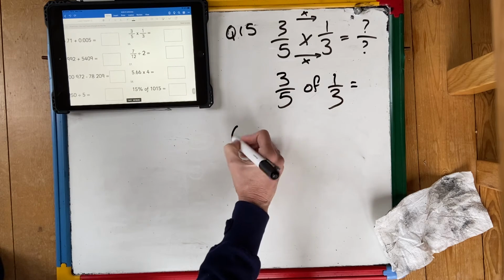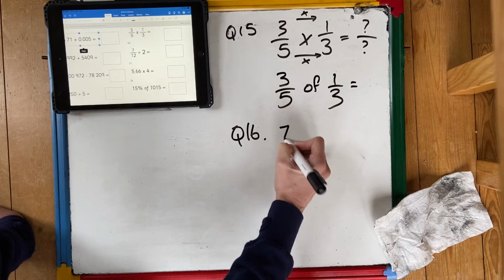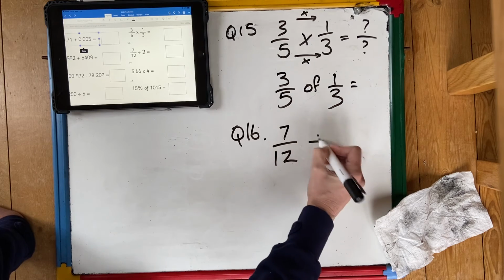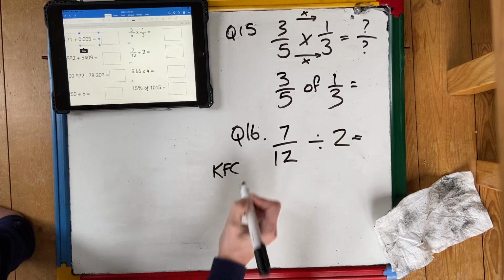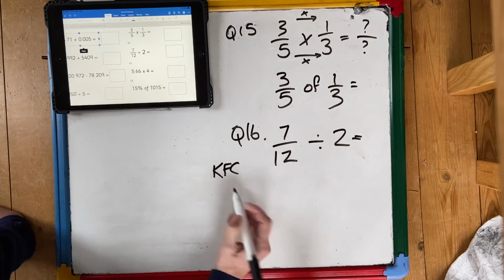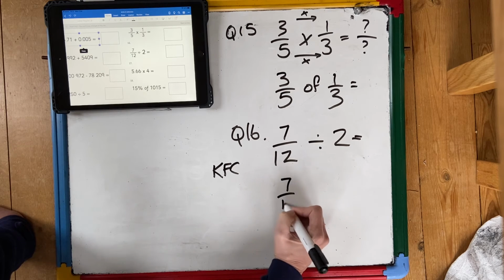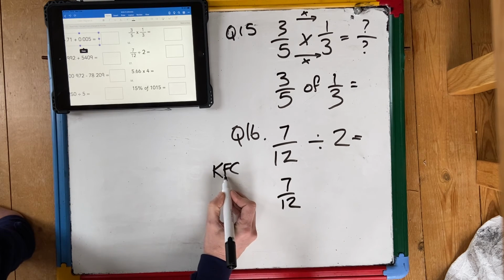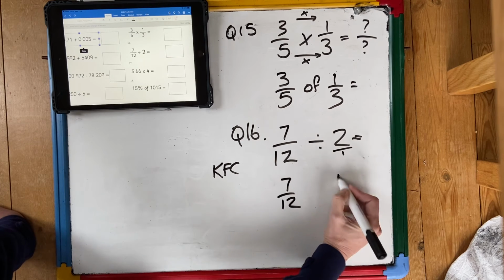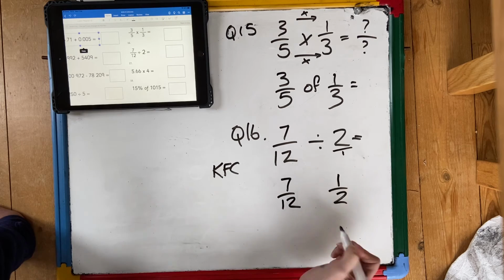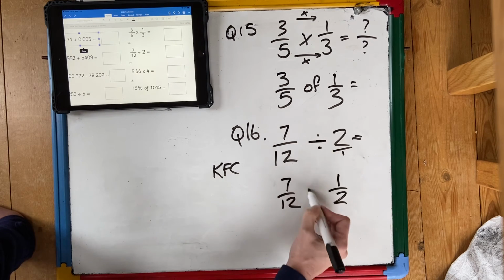Question 16. 7/12 divided by 2. When we're dividing fractions, you need to use KFC as a reminder. So K is you keep the first fraction, 7/12. F is flip, so 2 is 2/1. So flip that, so 1/2 or half, and then change the operation. So instead of divide, you multiply.